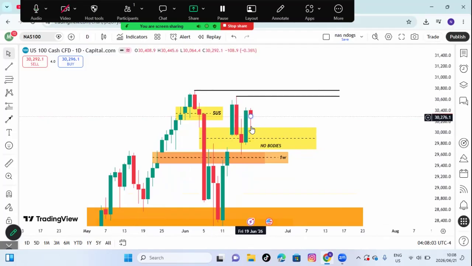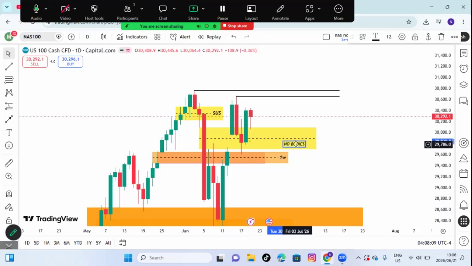So now that we're here, what can I tell you? I'm anticipating no bodies on the lower half of this. Zero bodies here. It can come back in. I want to see it respect the high and its consequent encroachment. It can come in and wick in here, but I don't want to see any bodies at all.